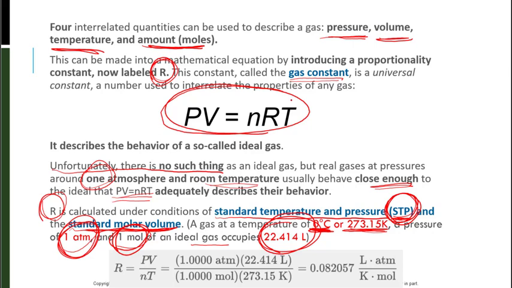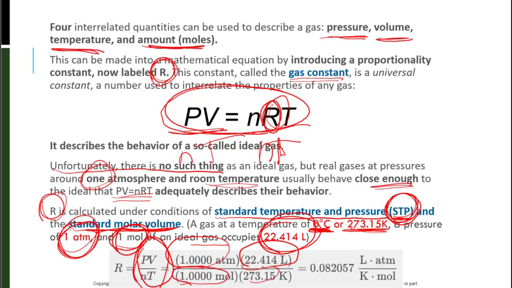So to find R, using this equation, to get R by itself, I would divide both sides by nT. So PV divided by nT. Let's look at that down here. Pressure of 1 atmosphere, a volume of that 22.414. n means 1 mole of something, and a temperature at 0 degrees, 273.15. And we get this constant, 0.082057. Notice the units. This is going to also be key.